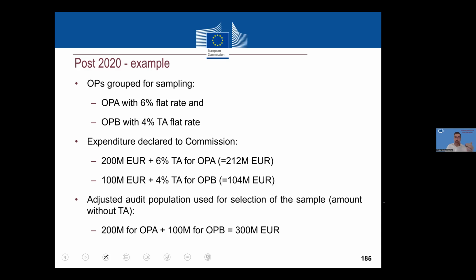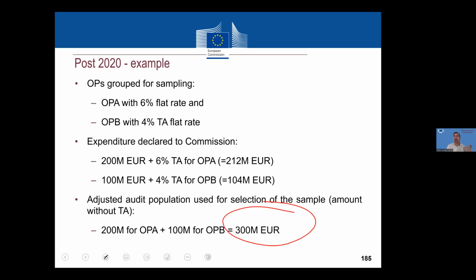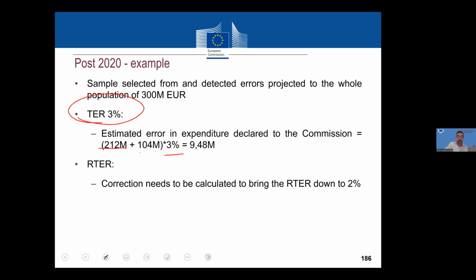The adjusted audit population used for the selection of the sample is the one without the flat rate, so it's 300 million euros. You select a sample from this population of 300 million. Then from this, you project a certain error rate, imagine 3%. Then the estimated error in expenditure declared to the Commission is 3% of the total declared expenditure, including flat rate, and the total declared expenditure, including flat rate, is 212 plus 104. So 3% of 212 plus 104 is not 9, but it's 9.48 million euros.